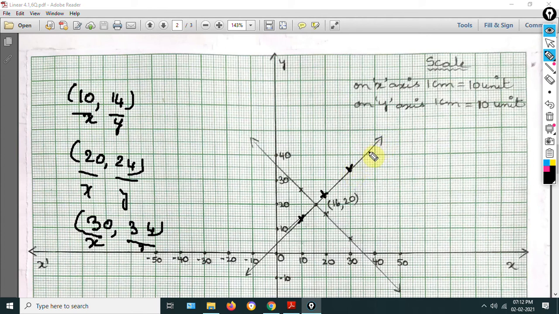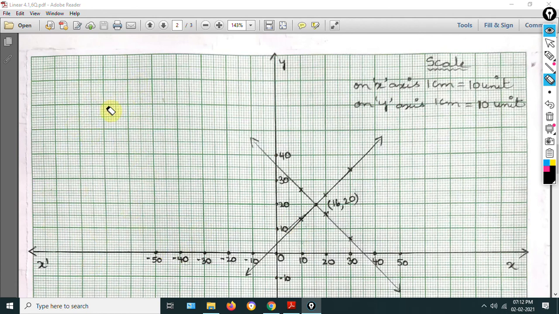Now we should take a scale and join all those points, like this. So what are we seeing? We are seeing that both the lines are intersecting. Yes, both lines are intersecting. The point where they are intersecting, that is the answer. So we should see where they are intersecting on the x-axis. So this is the position.